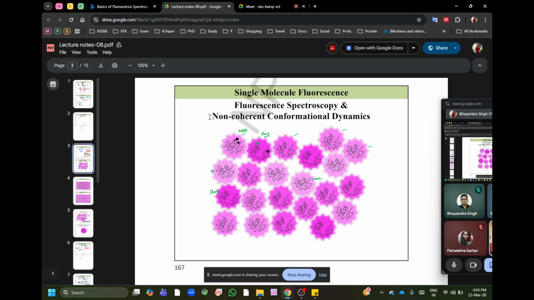So that is why it is written here, non-coherent conformational fluctuation dynamics. So why conformation? Because of the libration and vibration motion, libration and breathing motion of the protein, the conformation of the protein is changing. So that is why it is called the conformation dynamics.